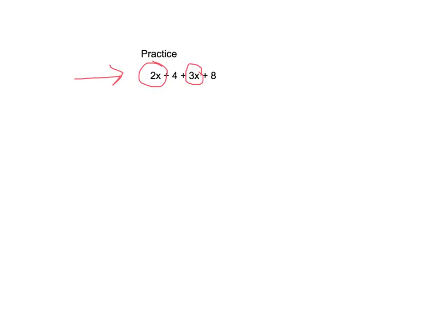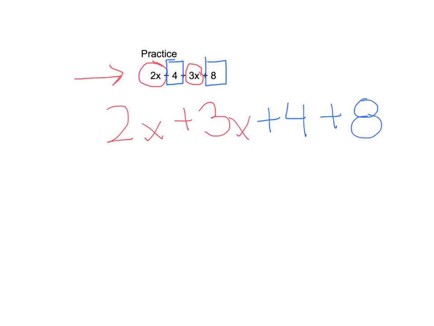I'm going to switch colors this time, and you can even switch from a circle to a square, which I'm going to do here. My next term is a 4. Now I look through, do I have any other terms that are just numbers or constants? And in this case I do, and it's an 8. So I'm going to rewrite this equation with the like terms beside each other. So I have 2x plus 3x plus 4 plus 8. And now I can combine my like terms.